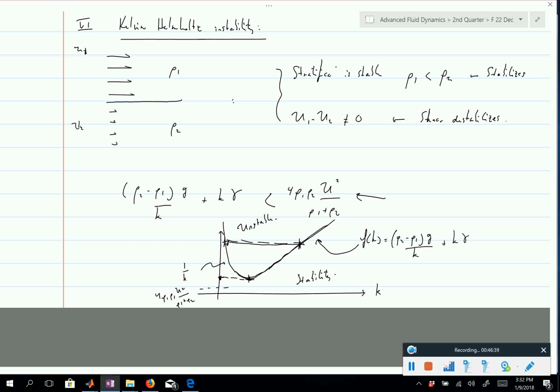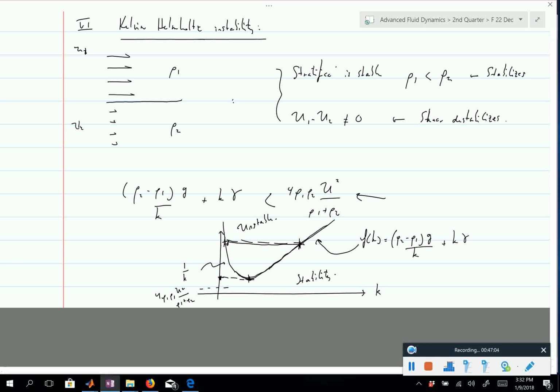But there's a clear wavelength which destabilizes. That's what you want to know. What are the wavelengths which are unstable? Because those are the ones you're going to see. Those that are stable are not going to destabilize. You're not going to see that wavelength. You're not going to see the interface deform. So you have to look for which case do I satisfy this relationship.